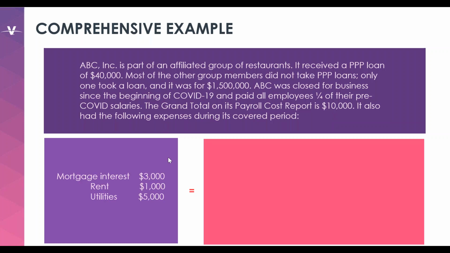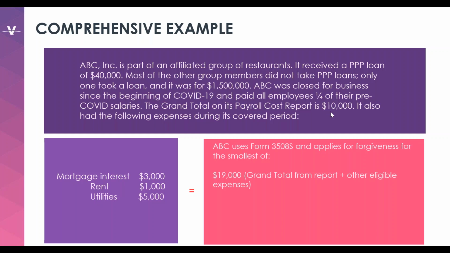However, it had some additional expenses. It had mortgage interest of $30,000 on its location, rent, and utilities. Interesting how they had mortgage interest and rent, but they managed to do that. Perhaps they had two different locations, whatever the case may be. They have documentation for this $9,000 in cost. What will ABC be able to do? Well, first of all, they will be able to use the 3508S, and they'll apply for forgiveness for the smallest of the following.